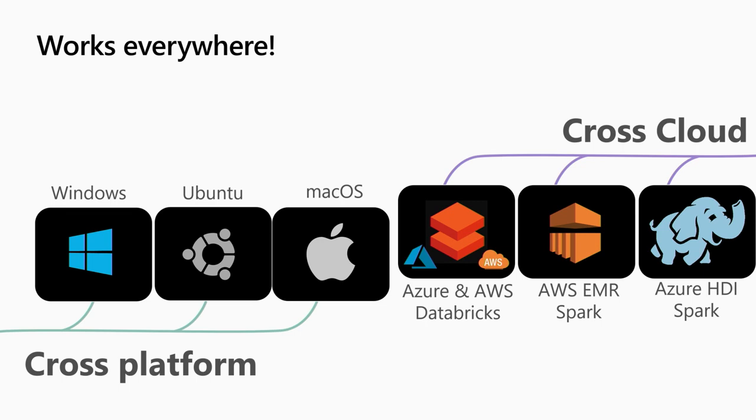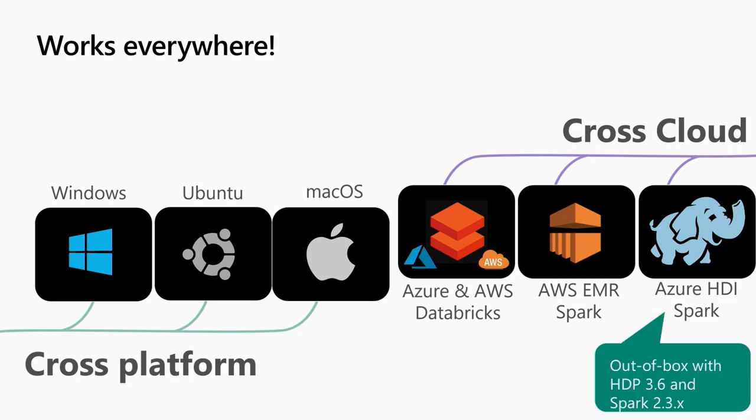or EMR. And as I mentioned at the beginning, we already have it out of the box, so you don't even have to deploy any Spark .NET runtimes in the HDInsight cluster. So if you create an HDInsight cluster with HDP 3.6 and Spark 2.3.x, you will get .NET support automatically in the box.